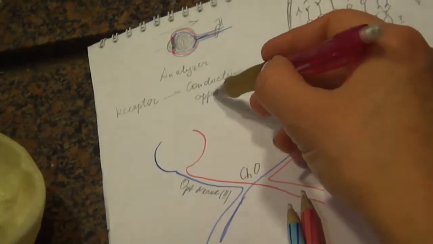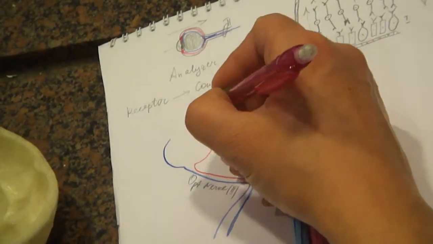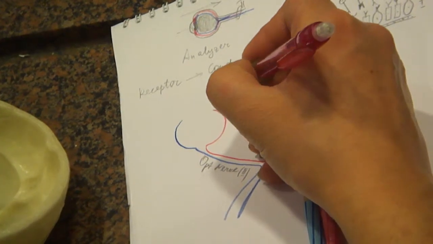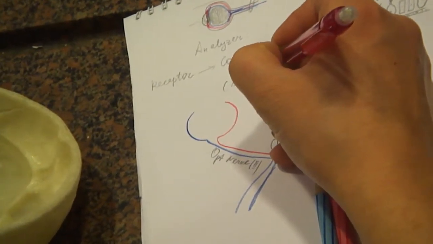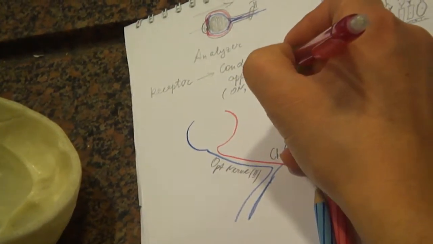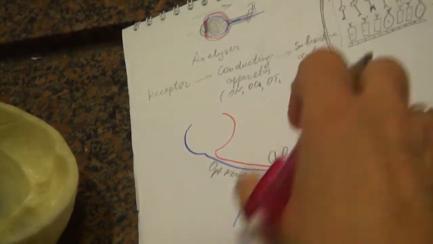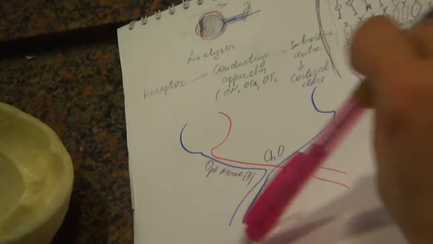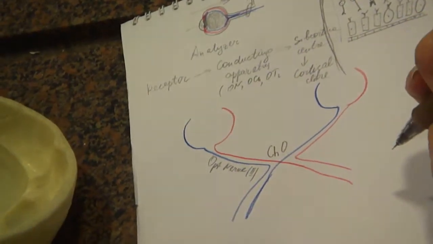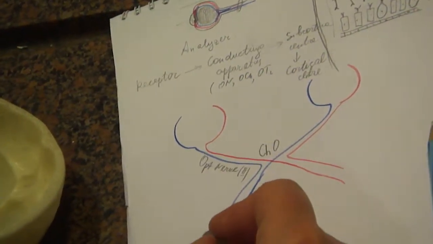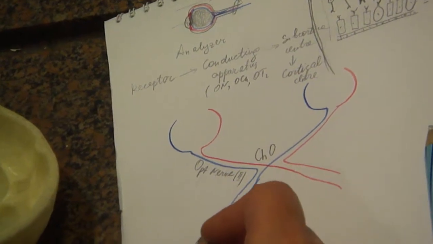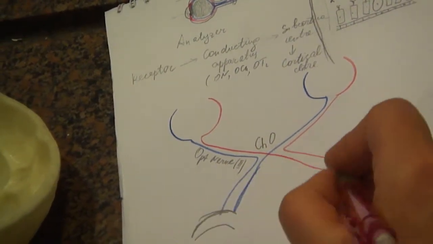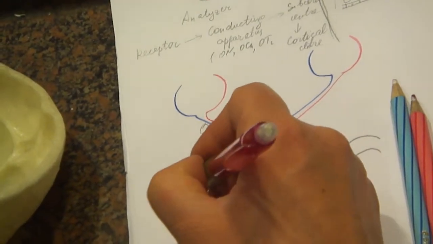To conducting apparatus also. What part? Optic nerve, optic chiasma, optic tract. They belong to conducting apparatus. Where the optic tract ends, what are the geniculate bodies? Corpus geniculatum laterale.